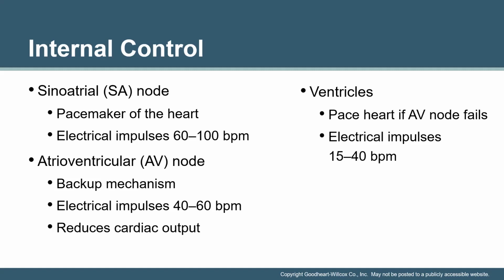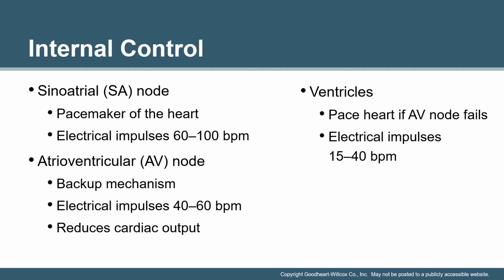If the SA node fails to fire, then we have the next node in line called the AV node. Atrioventricular should give you an indicator of where that will be: in between the atria and the ventricles.